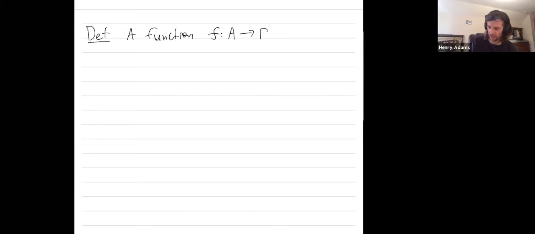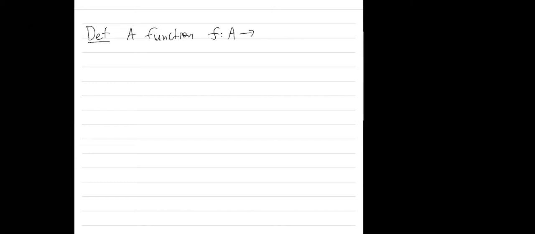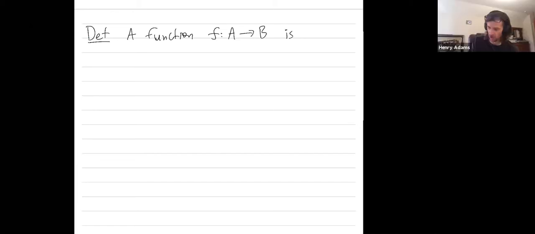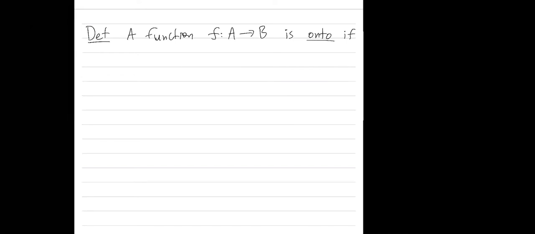Hey folks, I want to give an example to hopefully clarify what it means for a function to be onto. So if you'll recall our definition, a function f from this domain A to this output space B is onto if, in English you would say, every element in B is hit by at least one element in A.